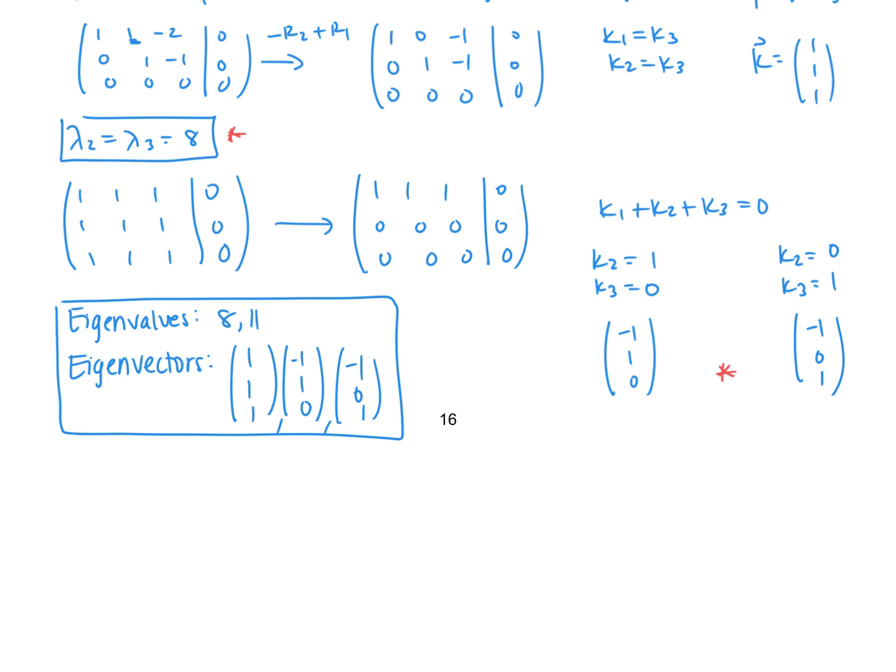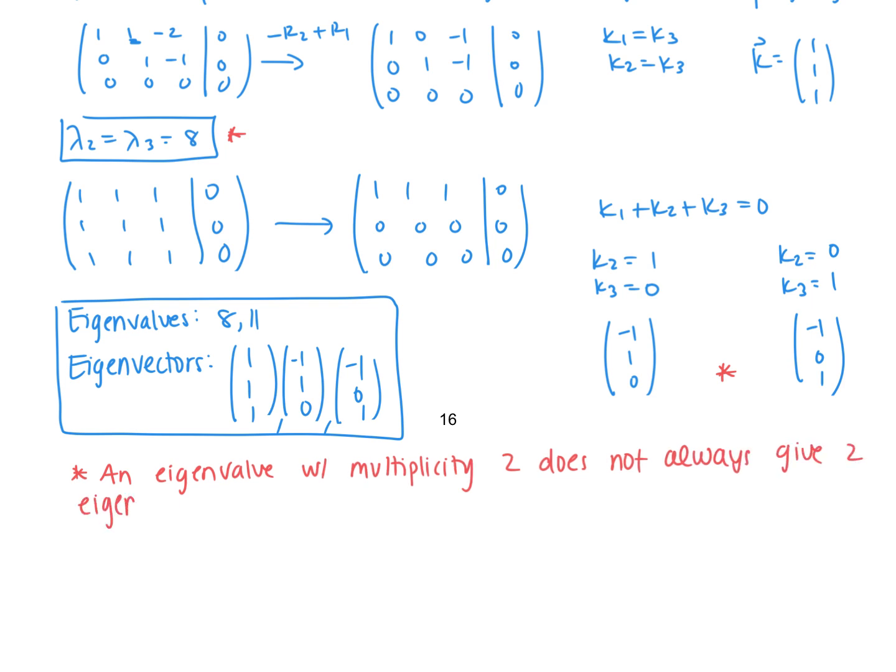So write yourself a quick note that an eigenvalue with a multiplicity of 2 does not always give 2 eigenvectors. Sometimes you might just get 1.